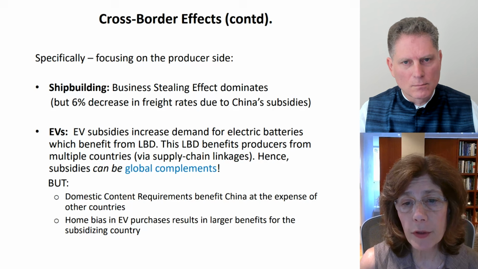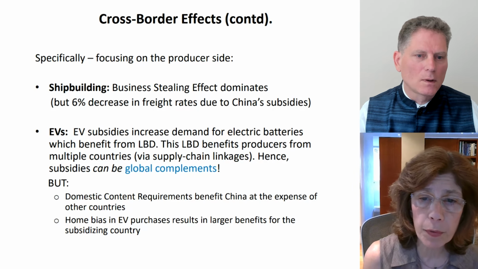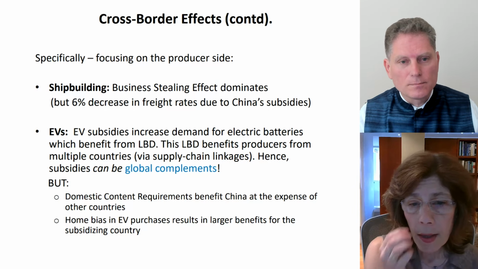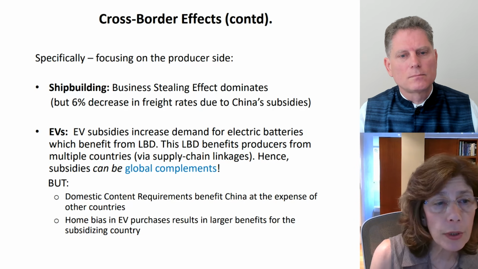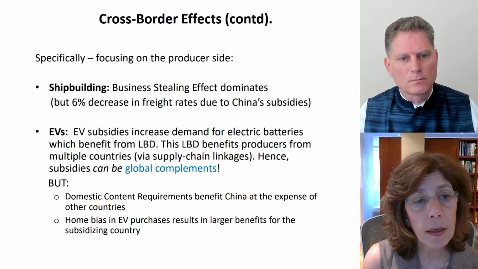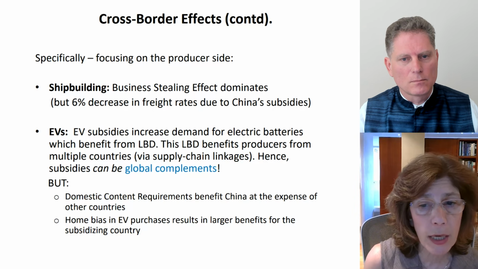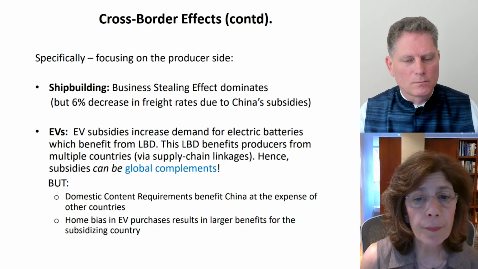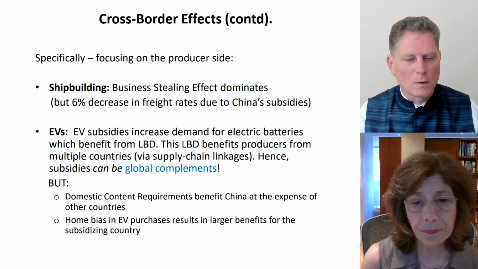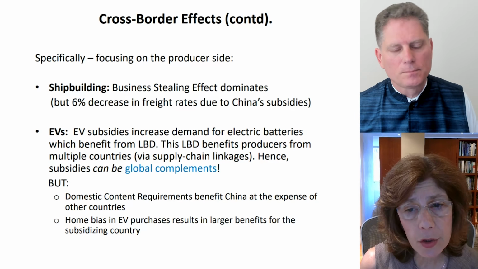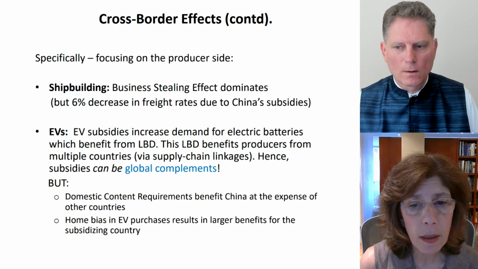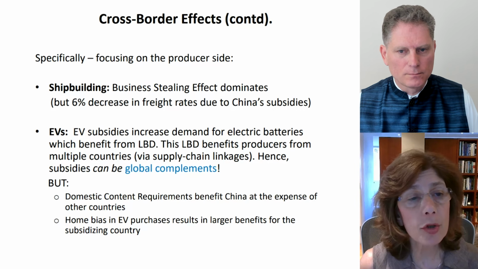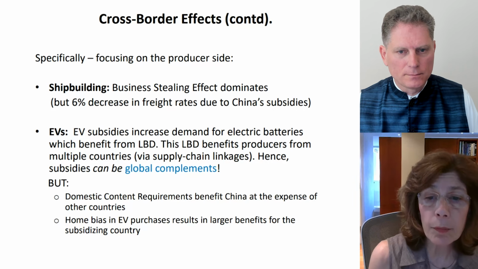So let me give you some specific results. For the most part, I will focus on the producer side, because for consumers the spillovers tend to be positive. If you look at shipbuilding, China enters the picture in the early 2000s, subsidizing the industry heavily through entry subsidies, investment subsidies, and production subsidies. And what the studies found is that the business stealing effect dominates. These subsidies by China do not increase the productivity of the industry. They have the effect of stealing market share from the producers that at the time were more cost efficient, Japan and Korea, and channeling business towards China.